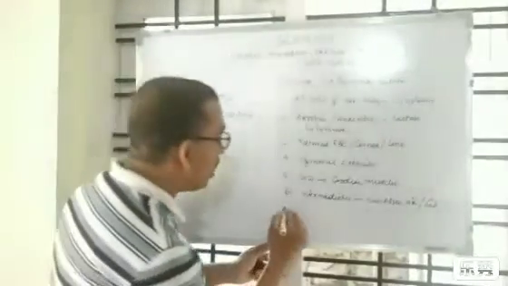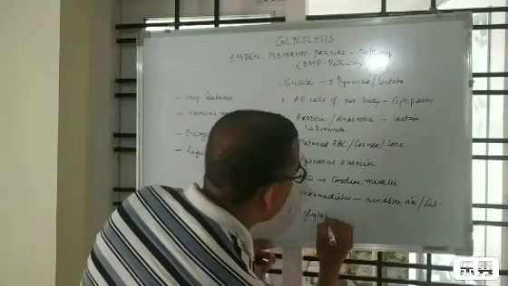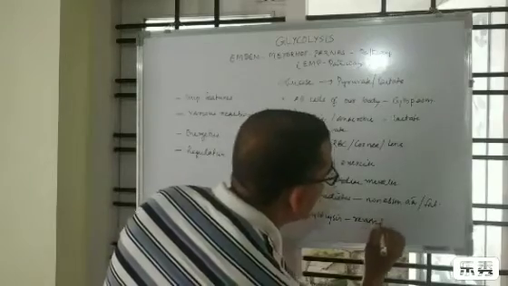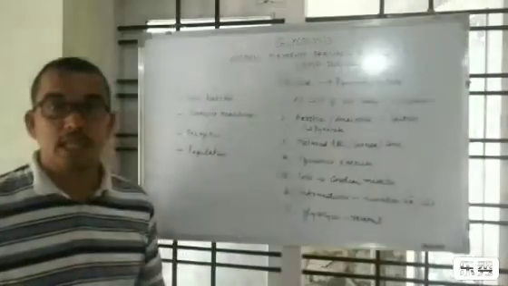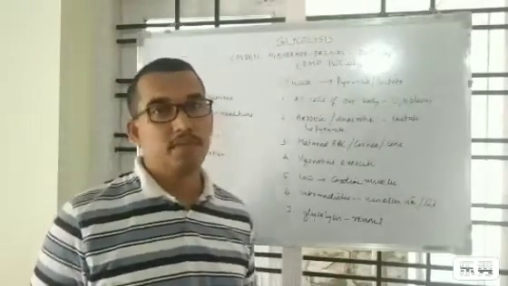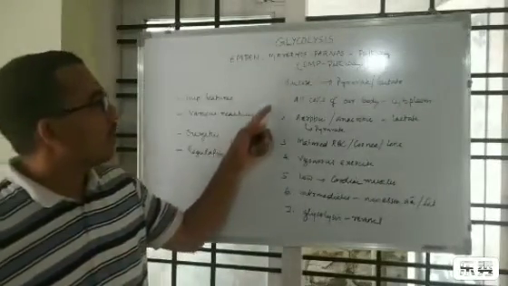Then the reversal of glycolytic steps causes the production of glucose. It is known as gluconeogenesis, which we will discuss later. So I will discuss once again.